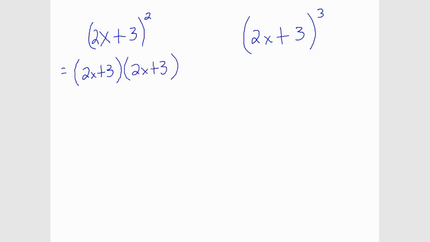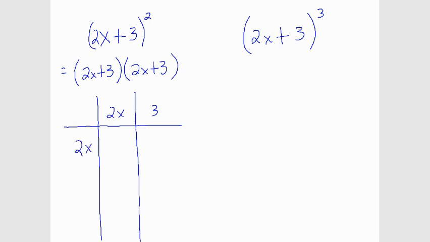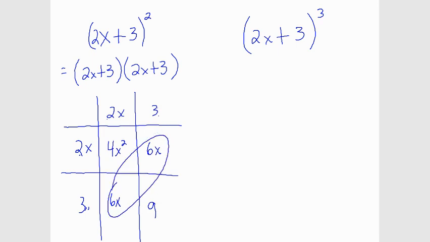And in the past, what I would do is I'd set up my table, 2x and 3, and then 2x and 3. And so then we go through, we get 2 times 2 is 4, and then x times x is x squared. 2 times 3 is 6, that's 6x, and 3 times 2 is 6x, and then 3 times 3 is 9, and my diagonal adds together to give me 12x. So my final answer is 4x squared plus 12x plus 9.